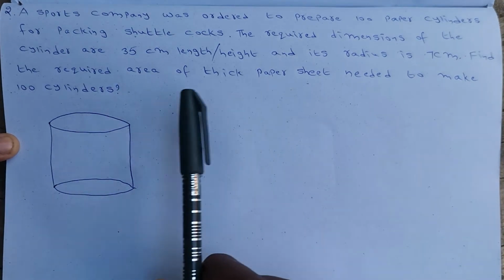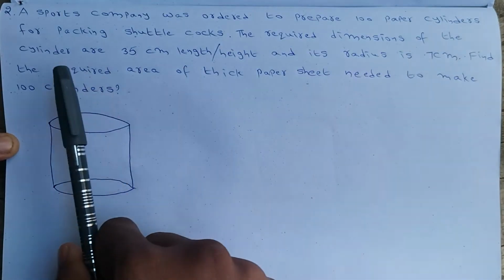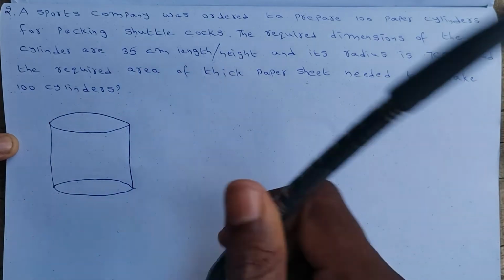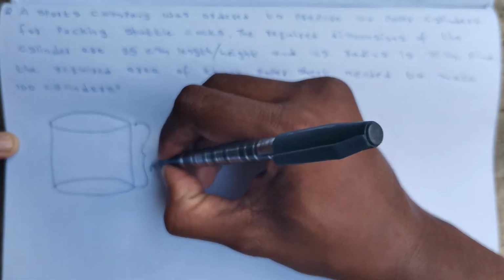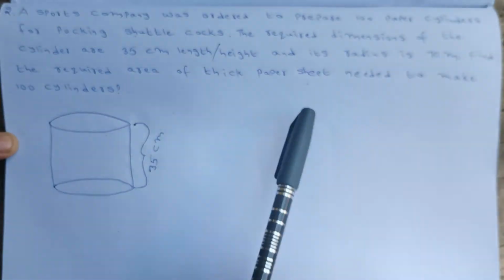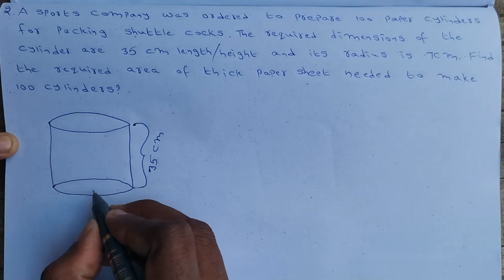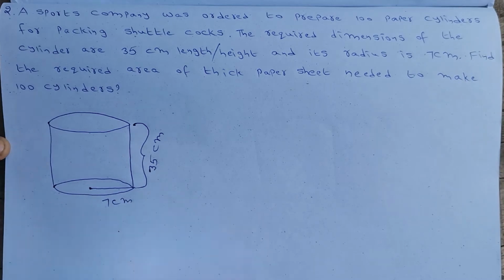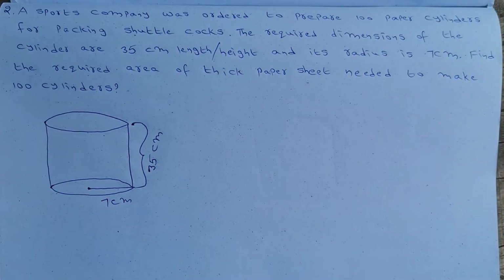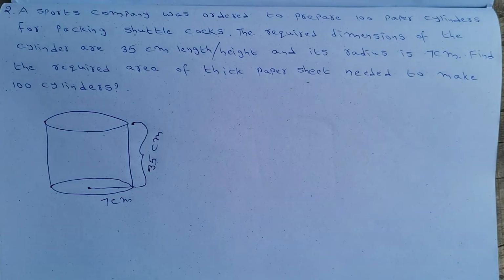Okay, and measurements are given as the required dimensions of the cylinder are 35 centimeter length or height. This length or height is given as 35 centimeters, and radius is 7 centimeter. So this radius is given as 7 centimeters. So we got to know very well that we are packing something into that. So definitely we need to find the total surface area. Okay, so we are going to find total surface area.